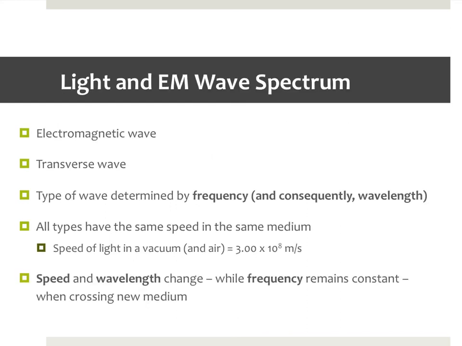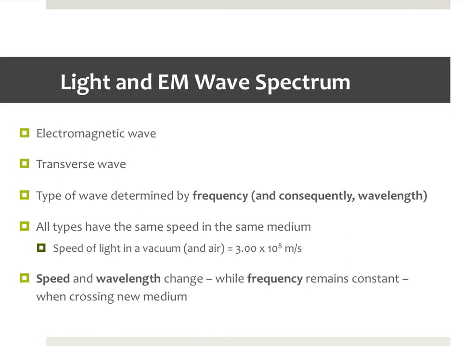Then we get into light and the electromagnetic wave spectrum. So light is electromagnetic waves. They do not need a medium. They can travel through vacuums. Sound cannot travel through vacuums. Light also propagates as a transverse wave.